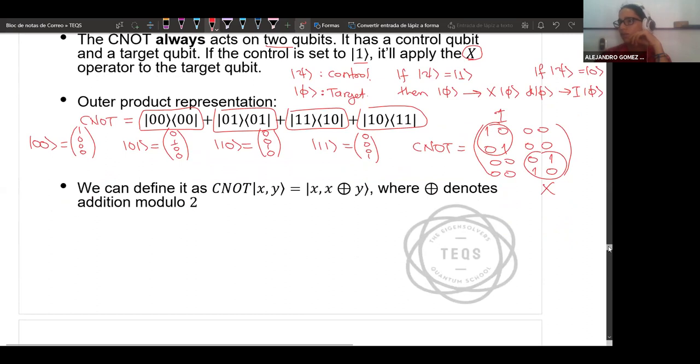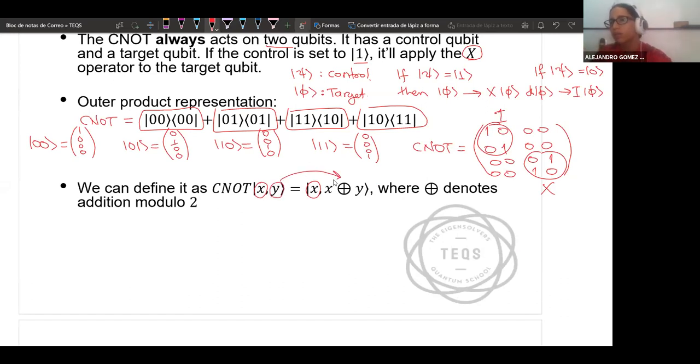we can make sort of a truth table to define what the CNOT gate does. So the first state, which is the control qubit, is unchanged. So it remains the same. But the state of X modifies the state of the second qubit. So Y goes to the addition modulo 2 of those two vectors. Because, well, that's the condition.